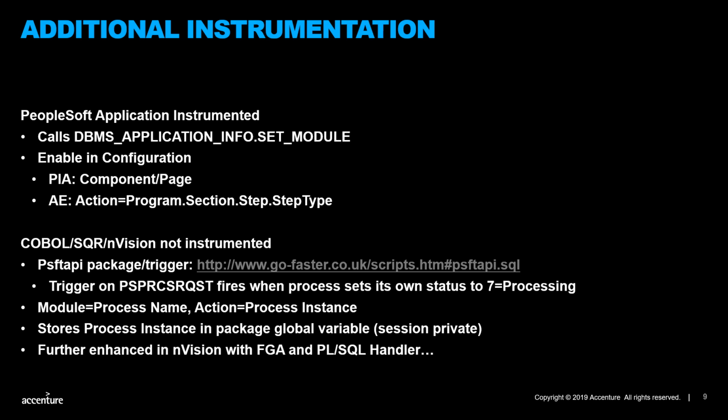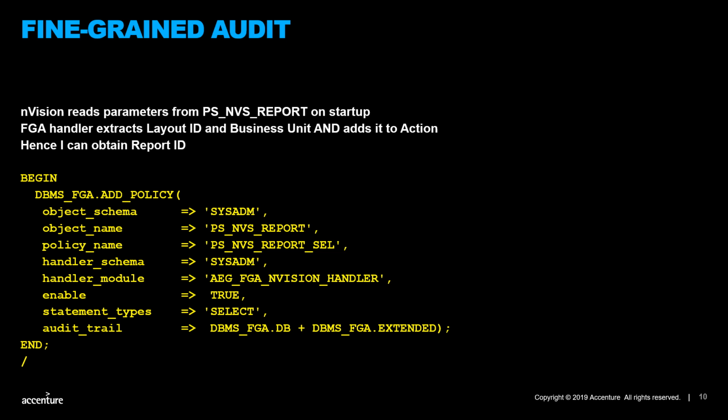With nVision, I've had to go a little further, and I've used fine-grain audit and a fine-grain audit handler to enhance the instrumentation further. Now in nVision, one report book can run several reports. And the first thing that happens when a report starts up is it queries a parameter table. So I've created a fine-grain audit policy on the query on that parameter table, and the custom PL/SQL fine-grain audit handler reads the parameters from that parameter table, and I can obtain the name of the report, the layout ID, and the business unit that it's running, and I can add that to the action.